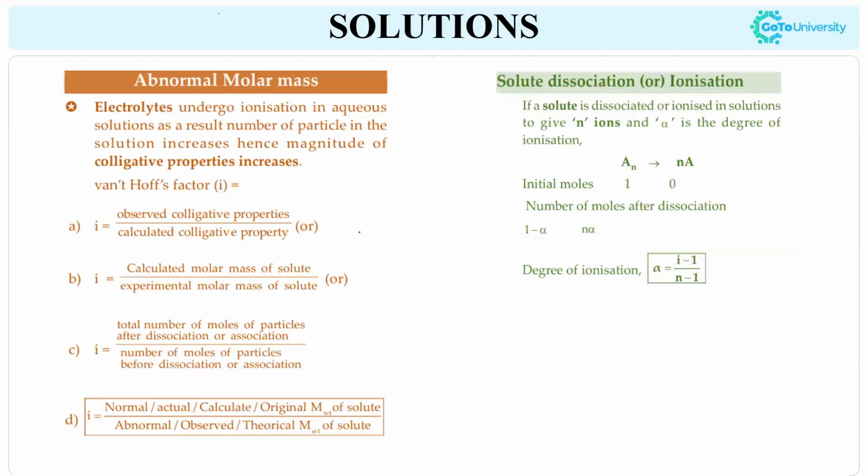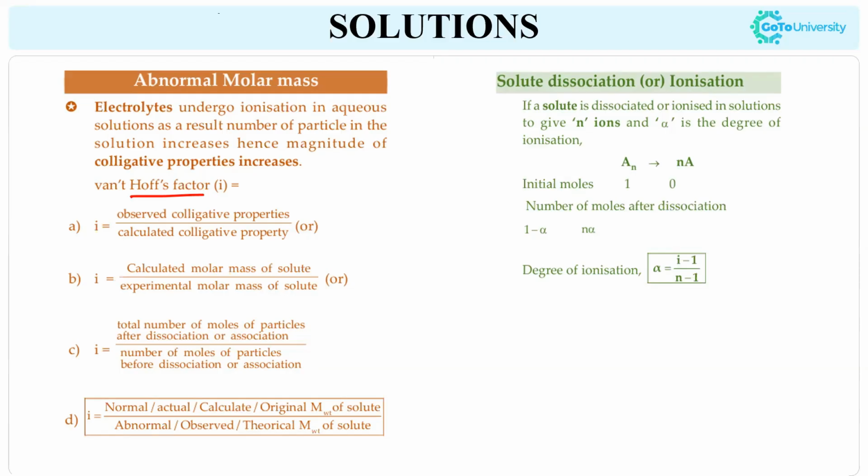Okay, now we are moving to the abnormal molar mass. So we discussed the Van't Hoff factor, right? Coming to the abnormal molar mass, due to the dissociation or the association of the particles, there will be a chance in which the substances will show some abnormality in their molecular mass, meaning molar mass.